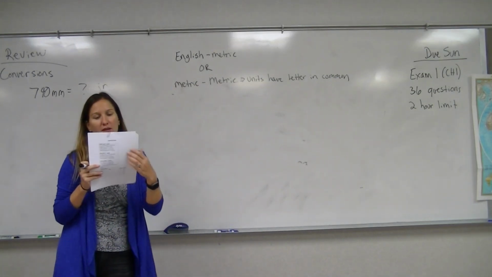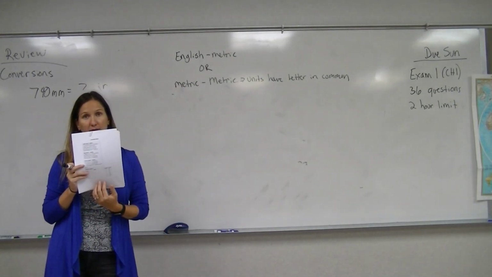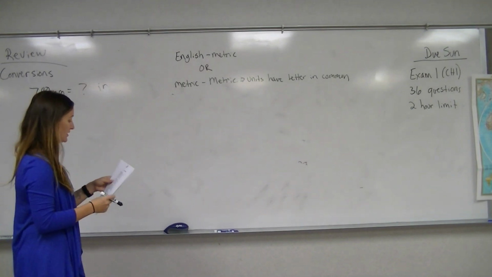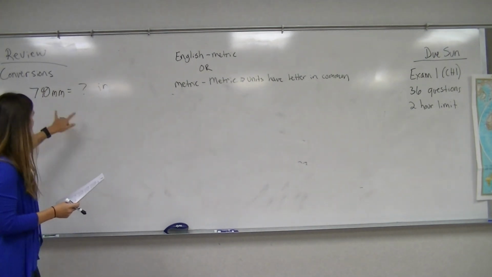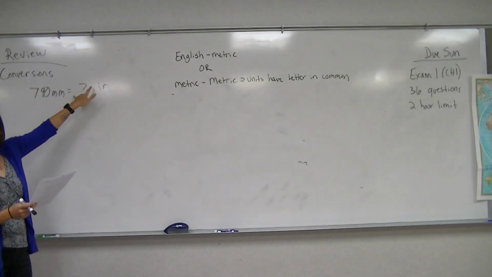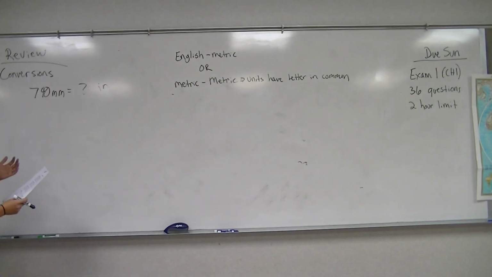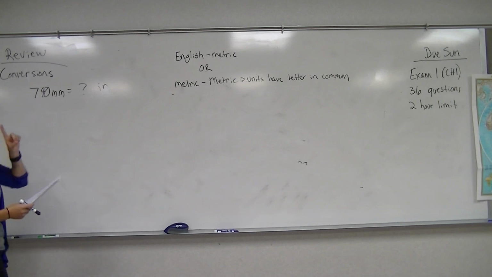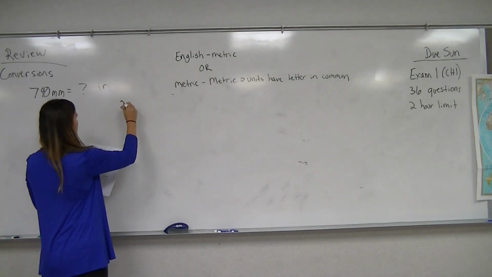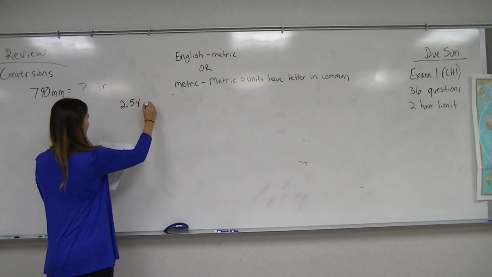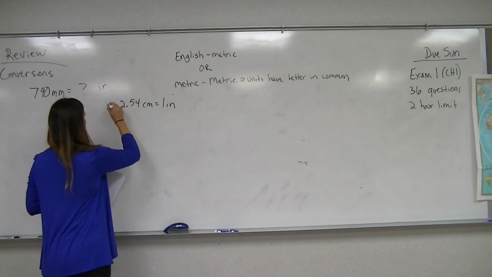Okay, so we want to look at the English to metric conversion factor list. And when I look at that, I'm going to look in the length area because meters, millimeters, and inches are both lengths. So when I look in the length area, I have just one option with inches in it, and that is 2.54 centimeters is equal to 1 inch.